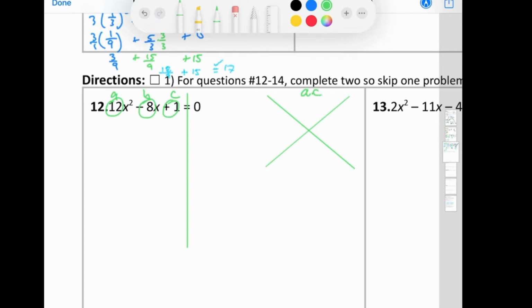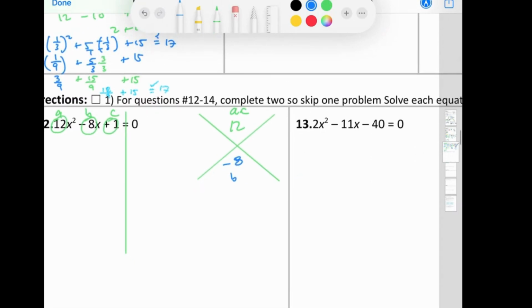A times C is 12. My B value is -8. You can write out the factors. I think we got a winner there: 6 and 2. Okay, so I multiply them, and they equal... so both negative, yeah? -6 times -2 is positive 12. -6 plus -2 is -8.